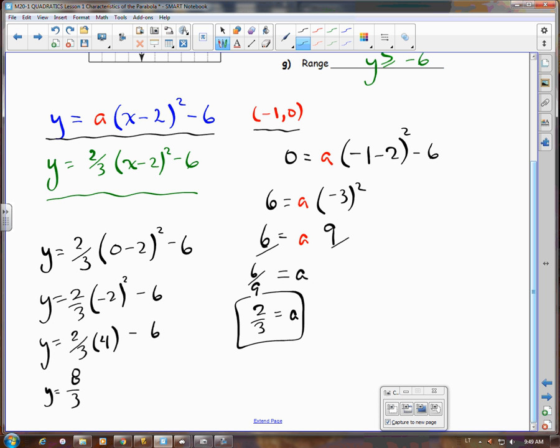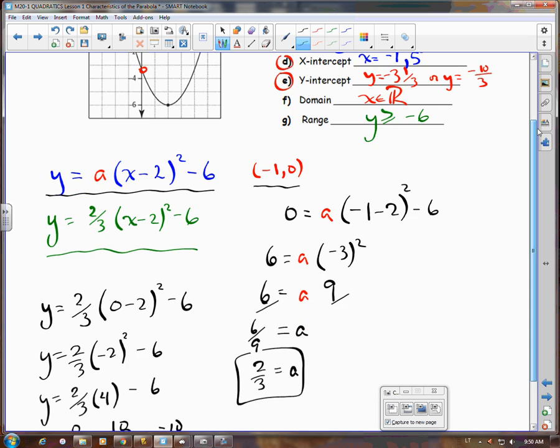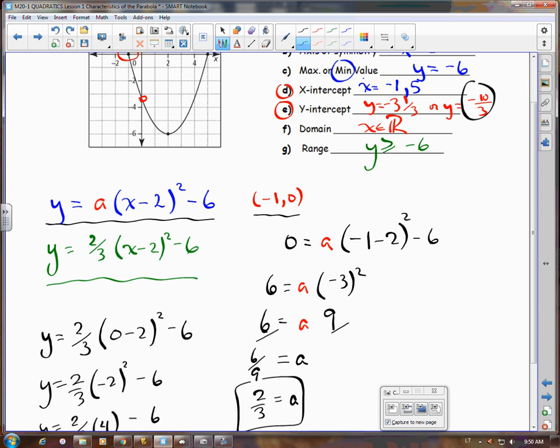And 6 is the same as how many thirds? Well, I want to make 6 into an equivalent fraction over 3. How about 18/3? 18 divided by 3 is 6. And so now 8/3 minus 18/3 is minus 10/3. So that's the minus 10/3, and the 3 1/3 is just the mixed fraction form.